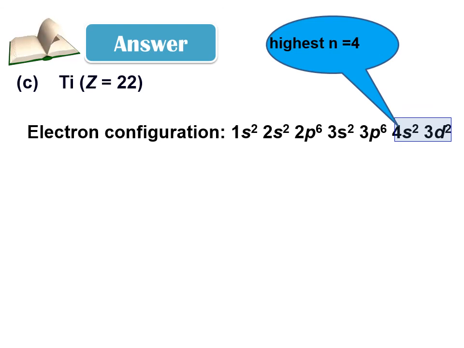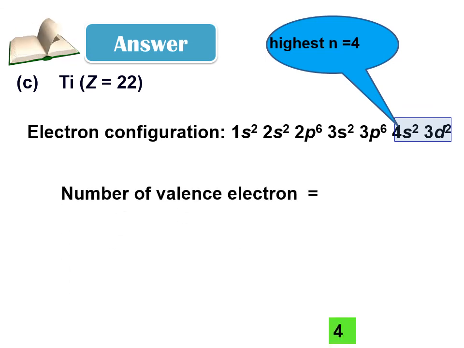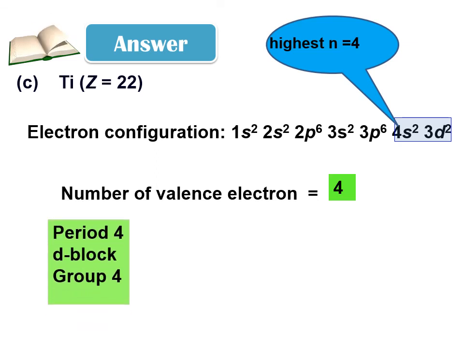The valence electronic configuration for D block will be ns2 and (n-1)d. So the valence electronic configuration for titanium is 4s2, 3d2. We can see there are 4 valence electrons. Since titanium is in D block, the group will be equal to the number of valence electrons. So we get the answer: period 4, D block, and group 4.